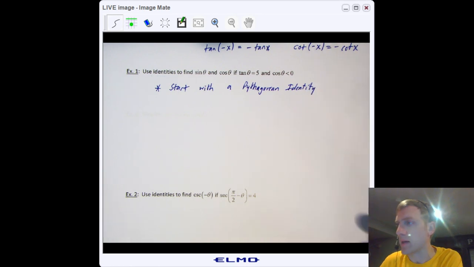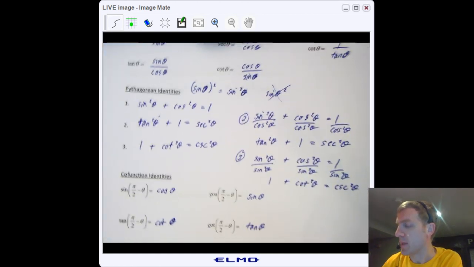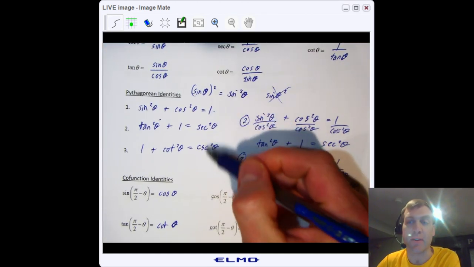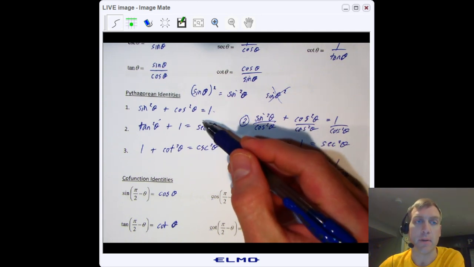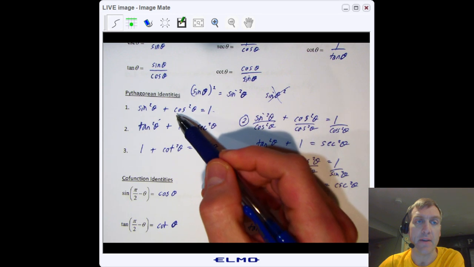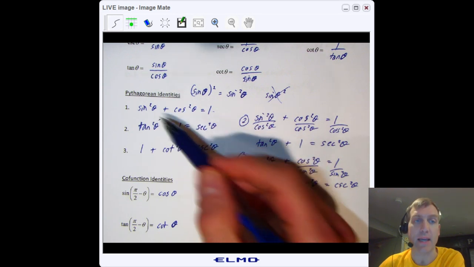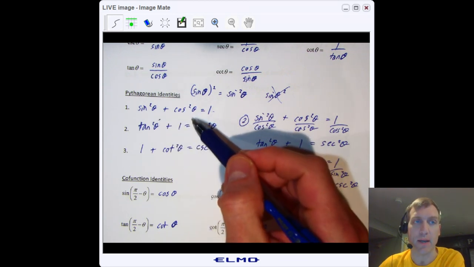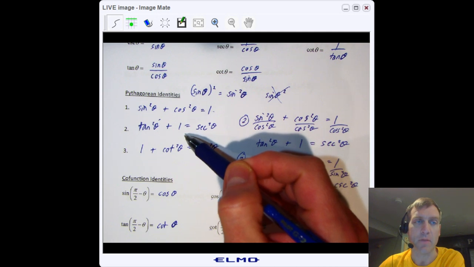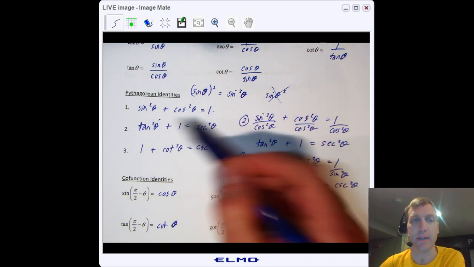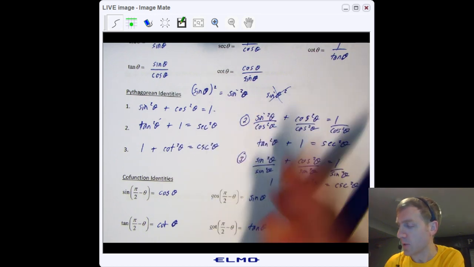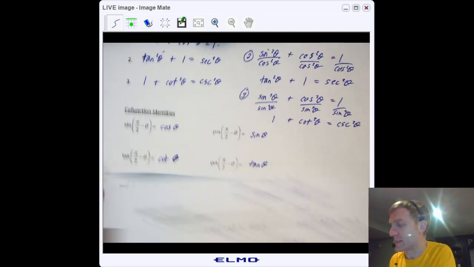Let's just review here. There are 3 Pythagorean identities, each of them using 2 trig functions. So if I know one trig function, I can solve for another one using the Pythagorean identity. If I know sine, I can solve for cosine, or vice versa. Cosine, solve for sine. Tangent and secant, cotangent and cosecant. So what do I know in this example here?